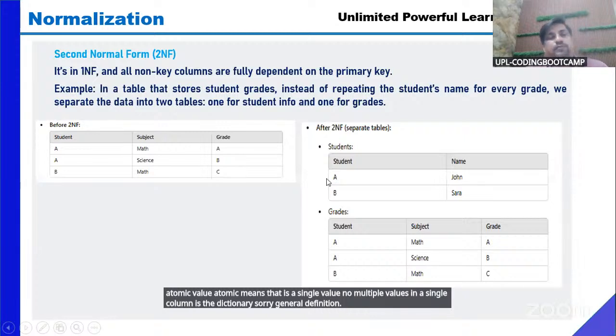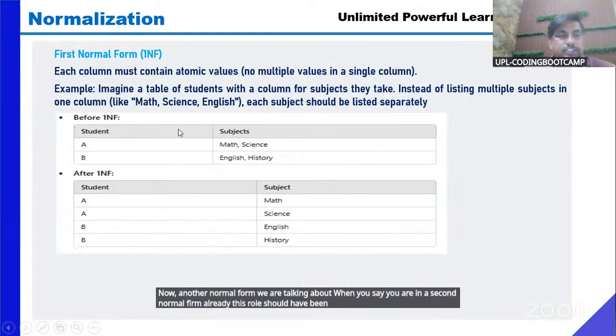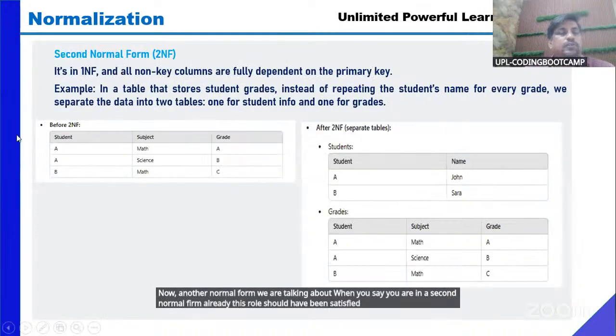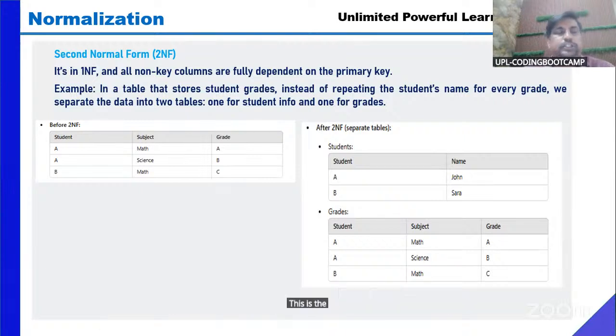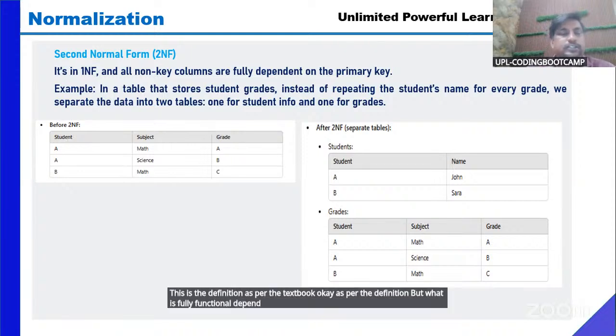Now, another normal form we are talking about. When you say you are in second normal form, the first rule should already have been satisfied. If you want to go to the second normal form, it is nothing but fully functional dependency. This is the definition as per the textbook. But what is fully functional dependency? Let us understand that here.